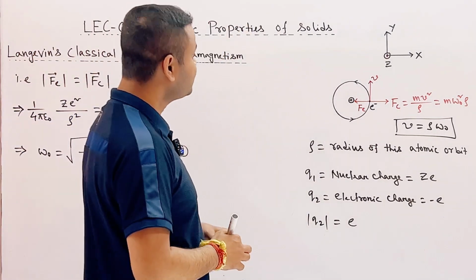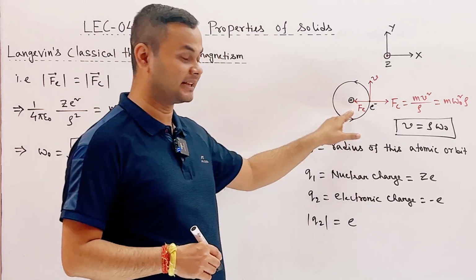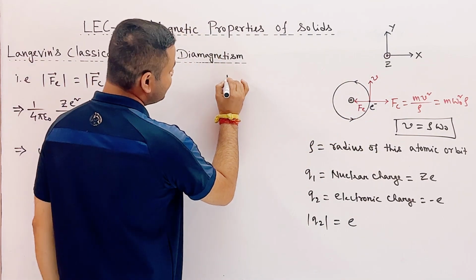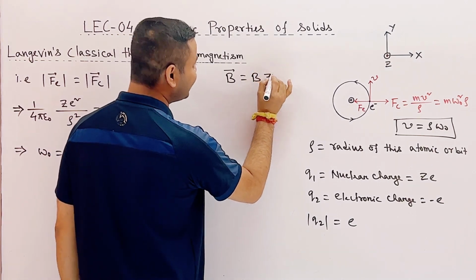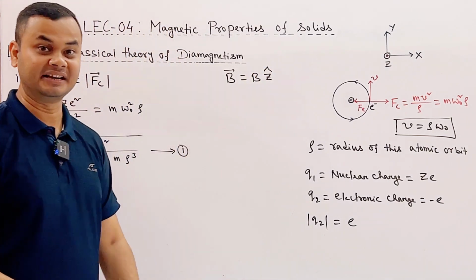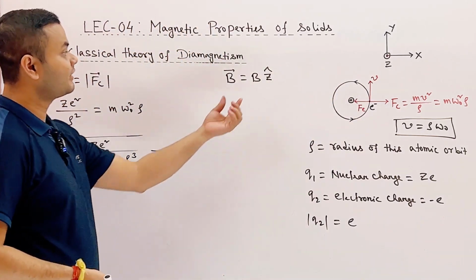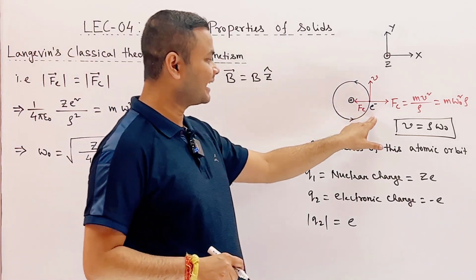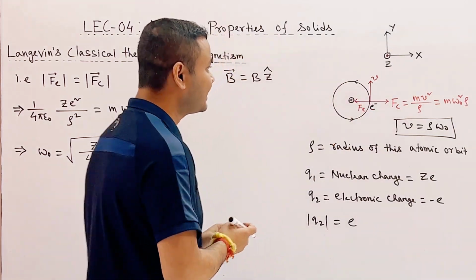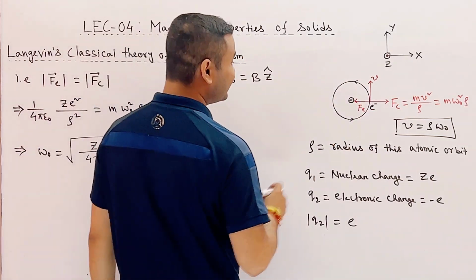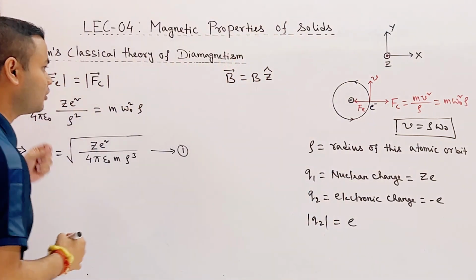Next we apply some external magnetic field on this one electron atom system. We assume that the strength of magnetic field is B and it is directed along positive Z direction. That means it is coming out of this board. Because of the application of external magnetic field, this electron will experience a magnetic force along negative x direction or towards the center or towards the nucleus of this atom. Now let me write these points.